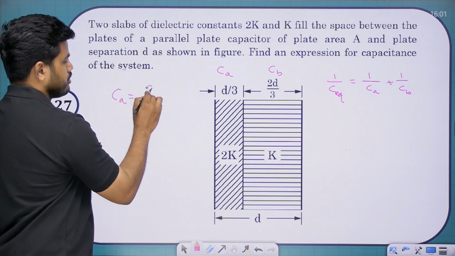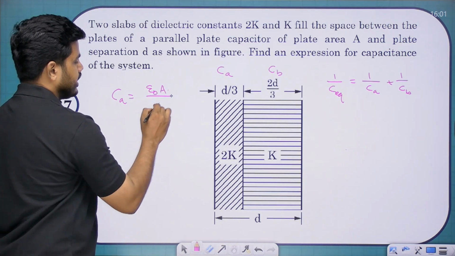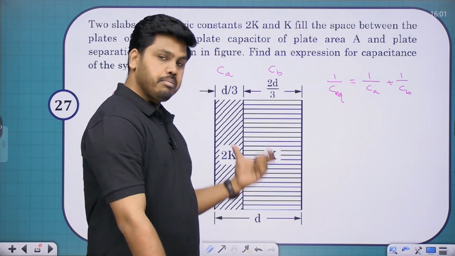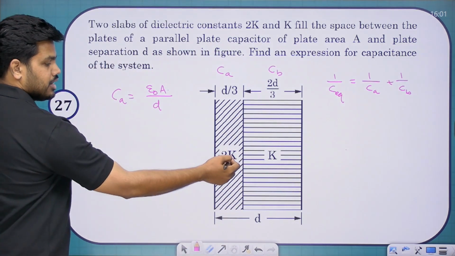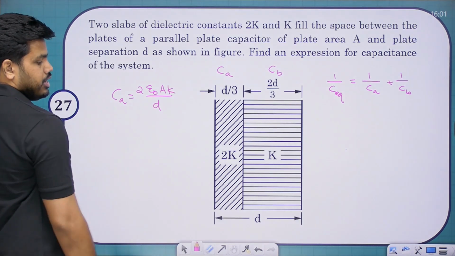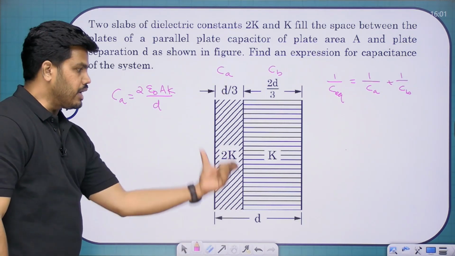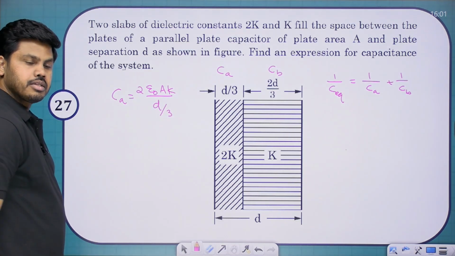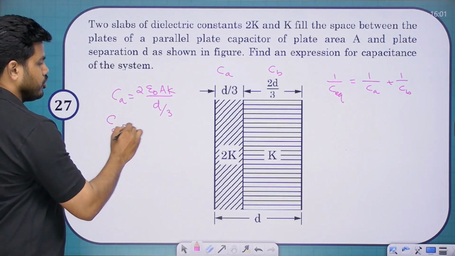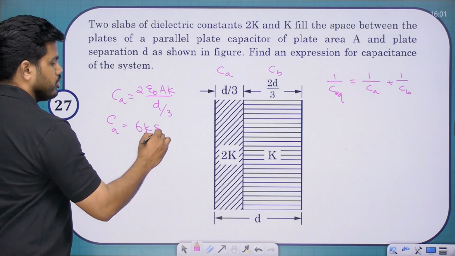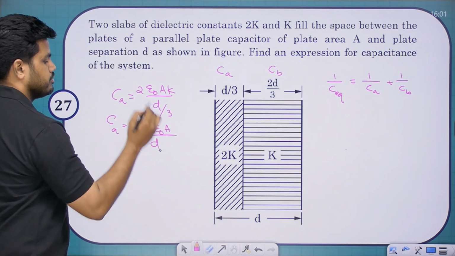CA is going to be epsilon 0 A divided by D, the expression for a parallel plate capacitor filled with a dielectric constant of 2K. So we have to multiply with 2 and K also. And look at D. Area of the plate is A only, but D is D by 3. So this is D by 3. Got it? So CA is going to be 2 into 3, which is 6K epsilon 0 A divided by D.